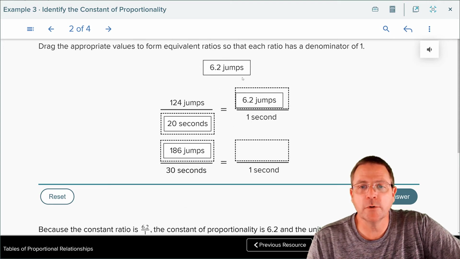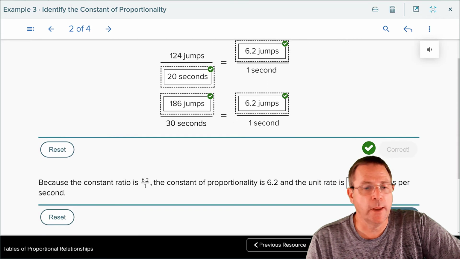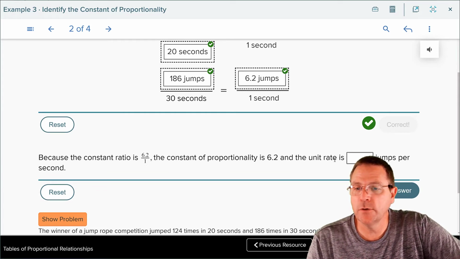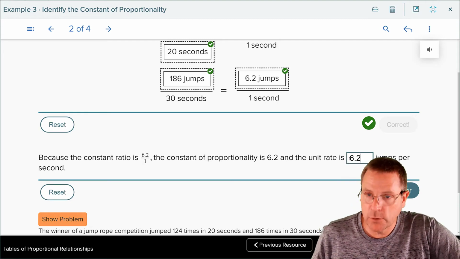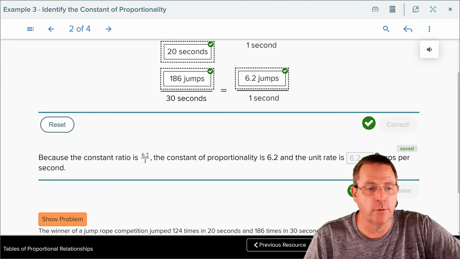Both of those numbers simplify to be 6.2 jumps in 1 second. With that, we ended up getting the correct answer. Now, because the constant ratio is 6.2 to 1, the constant of proportionality is 6.2, the unit rate is 6.2 jumps per second. Check our answer. Boom. Excellent.